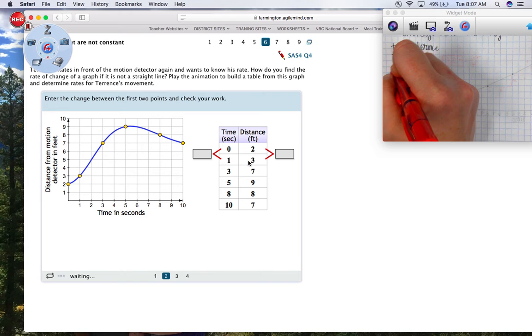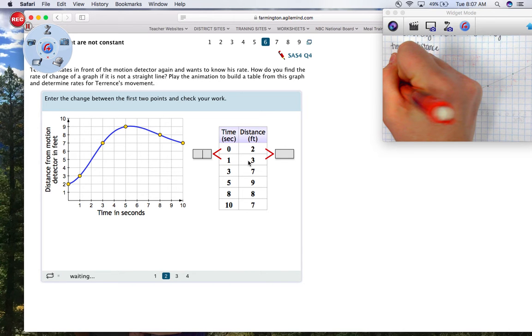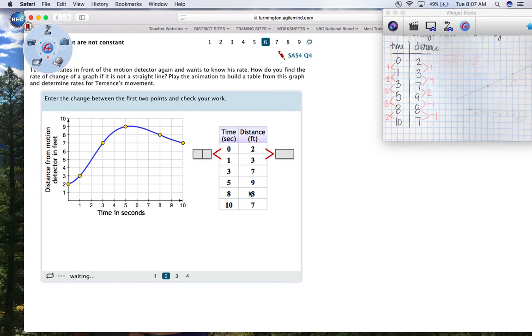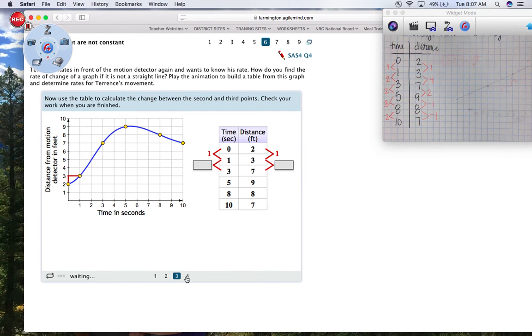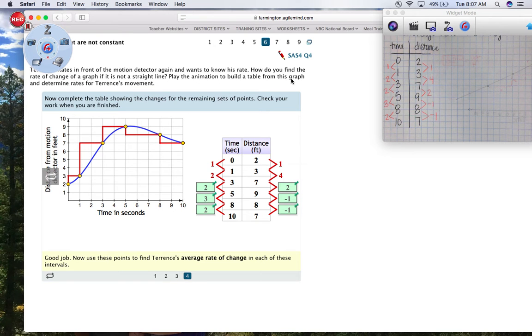Okay, then do the other side. Time is increasing: 1, 2, 2, 3, 2. I'm going to skip to the end. So let's do 2, negative 1, negative 1, 1, 2, 2, 3, 2. Okay, so that is our graph.